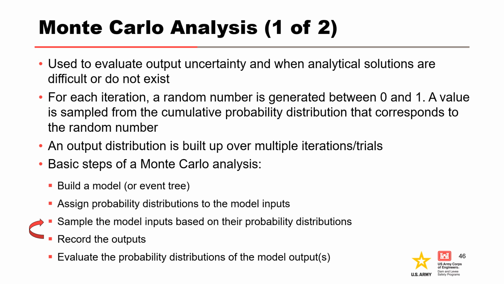Monte Carlo analysis is used to evaluate output uncertainty and when analytical solutions are difficult or do not exist. Basically, a CDF is developed for uncertain inputs, and each CDF is randomly sampled numerous times by randomly generating a number between 0 and 1, and then sampling the corresponding random variable. This is called inverse transform sampling. The output distribution is built up over multiple iterations or trials and is repeated over and over again. With enough iterations, the output mean will converge, and we end up with a probability distribution of the model outputs.